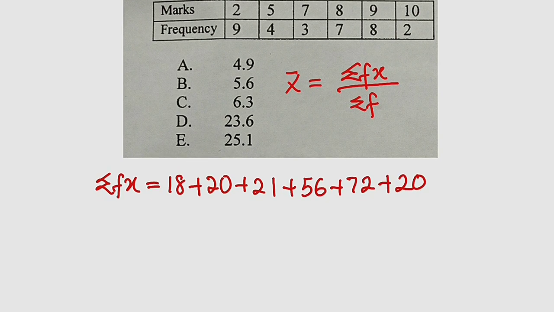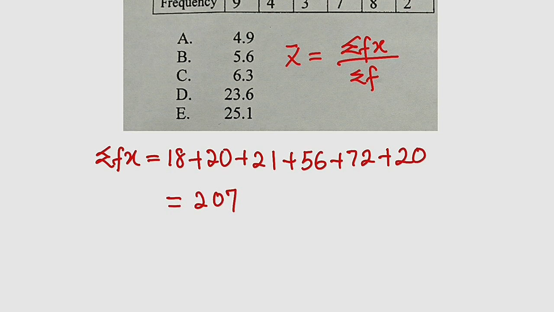So let's add all of this together. We have 18, we have 20, we have 21, we have 56, we have 72, we have 20. Altogether, we have 207. So this is the summation of f of x.